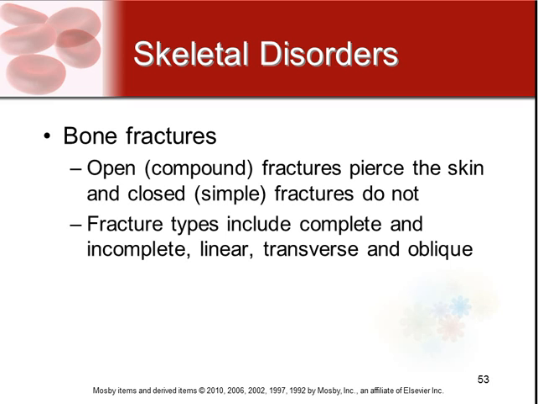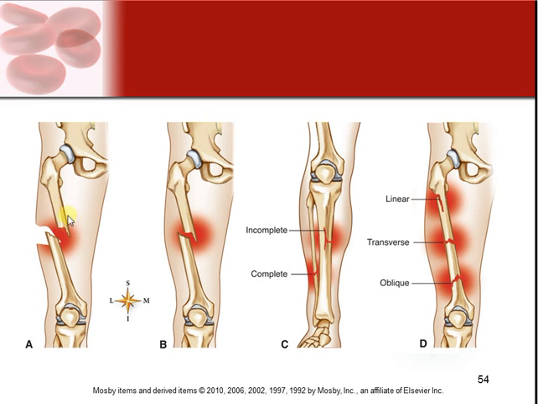And fractures come in a couple of different types. It can be complete, incomplete, linear, transverse, or oblique. So a complete fracture is like A here, where it's gone completely through. This is also an open or compound fracture because it's actually broken the skin. B here is a simple fracture because it has not broken the skin, but it's also a complete fracture because it went completely across. Here you see that one's a complete fracture because it completely fractured the bone. This one is an incomplete because it did not completely fracture the bone. It only fractured part of it here, but this side is still all intact.